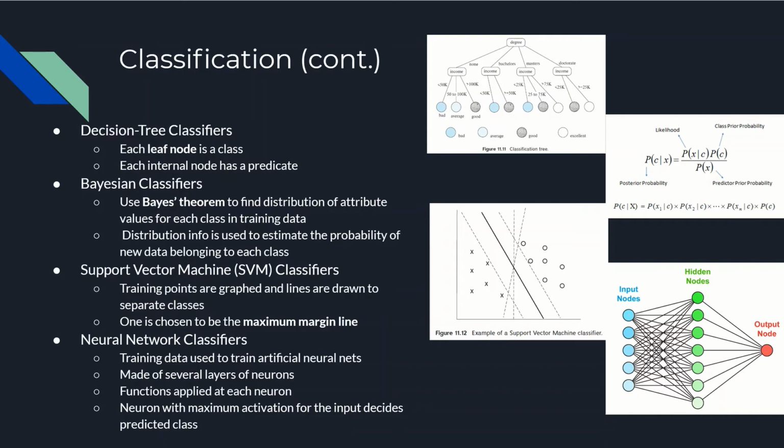The last classifier the book mentions is neural network. Training data is used to train artificial neural nets. They're made of several layers of neurons, and each layer is connected to the preceding layer. Functions are applied at each neuron, and those compute weighted combinations of activations of input neurons, and they generate outputs based on the weighted combination. The neuron with the maximum activation for the input decides the predicted class. Then there are deep neural networks, and those are neural nets with a large number of layers, and these tend to be very successful.